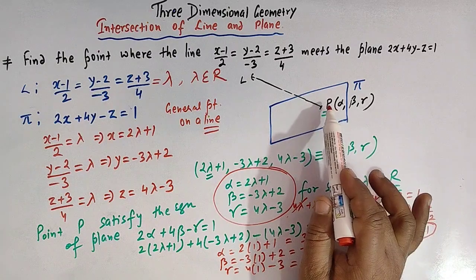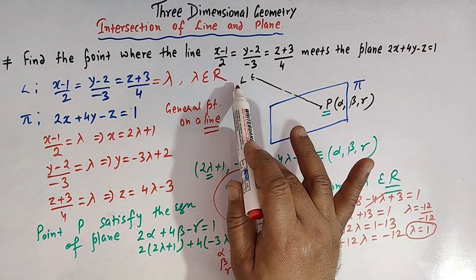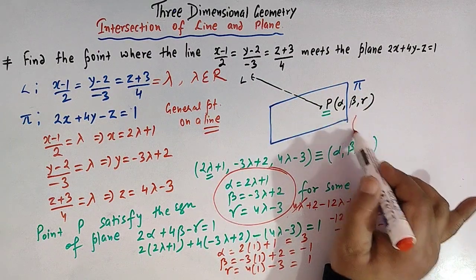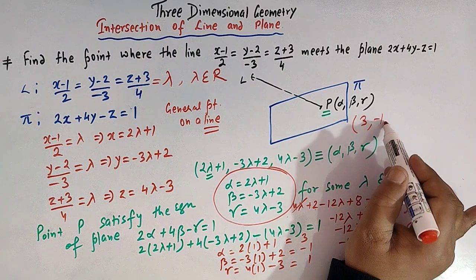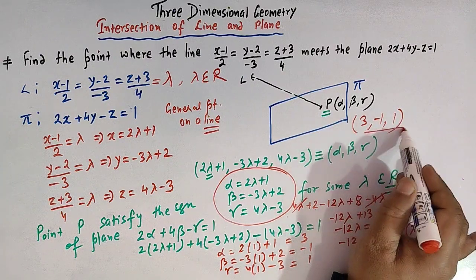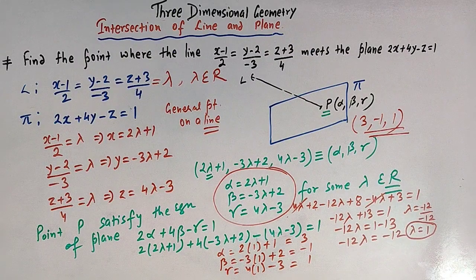So the coordinates of the point of intersection of the line L and the plane pi is given by (3, minus 1, 1). This is how we can find the point of intersection of a line and a plane.